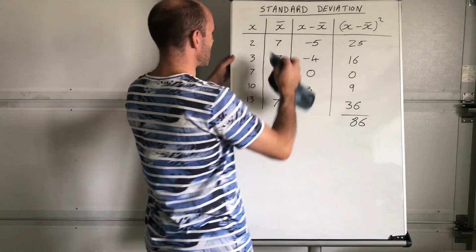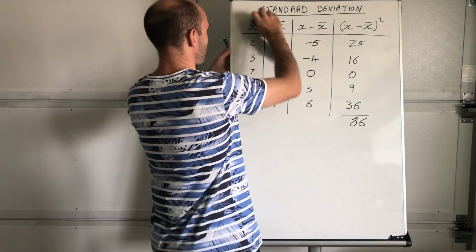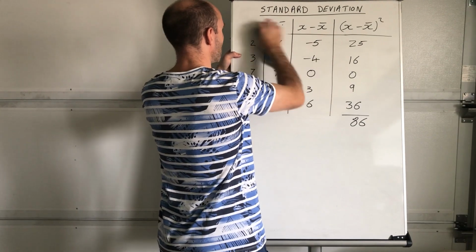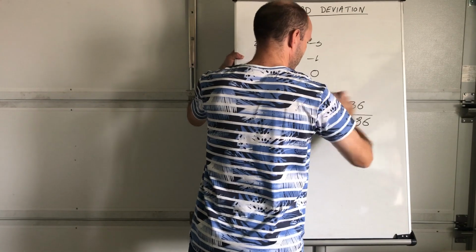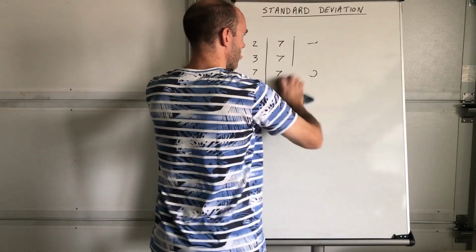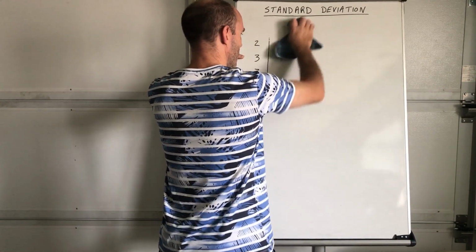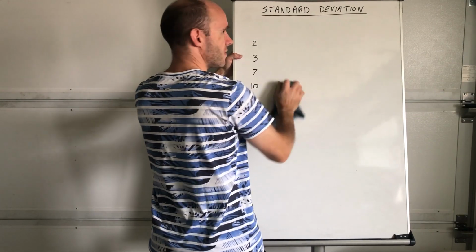Now, what I'm going to do is work through the question again. But this time I'm going to use the second formula. It's what I call the preferred formula.